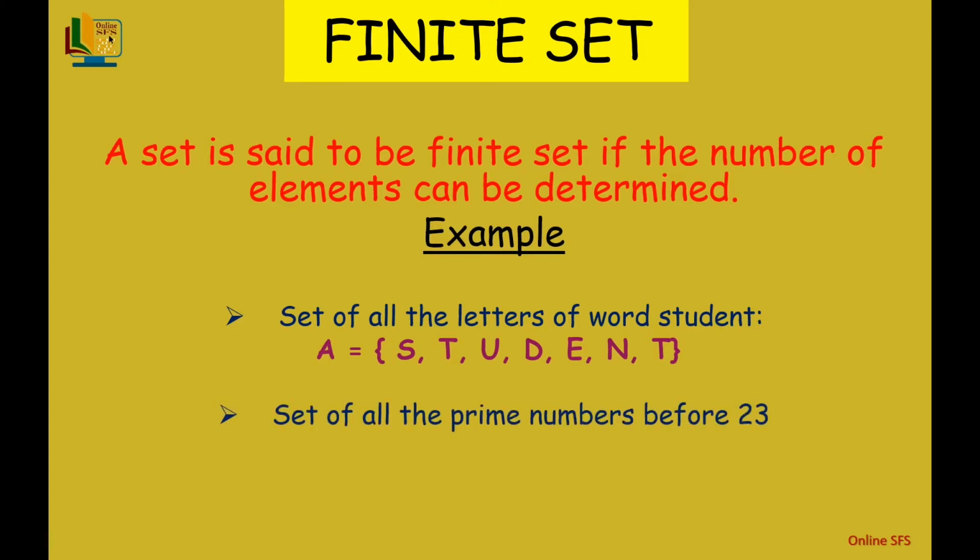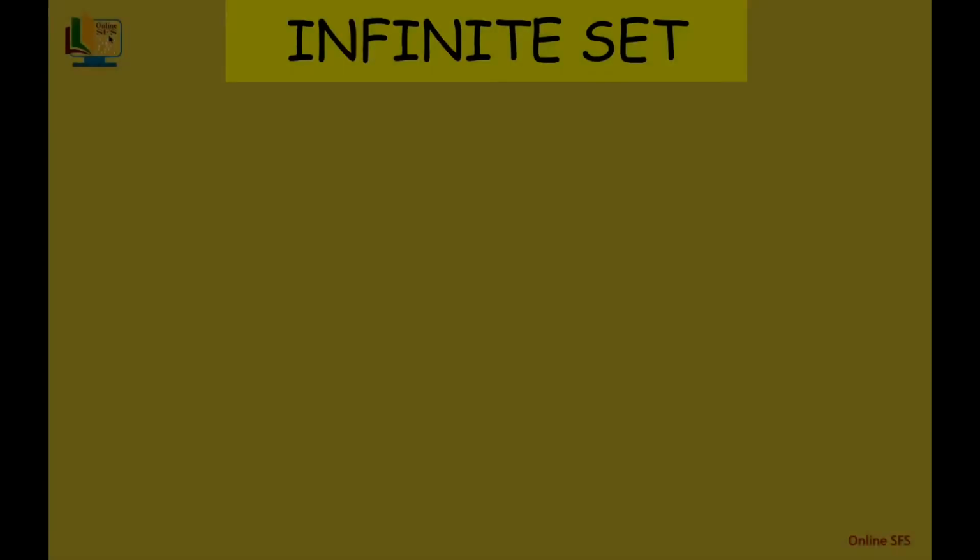Let's see another example. A set of all the prime numbers before 23. Now we can easily write down all prime numbers that come before the number 23, and they would be 2, 3, 5, 7, 11, 13, 17 and 19. Here also all the elements or members of this particular set are known and can be mentioned, hence it is also a finite set. Now let's see what are infinite sets.